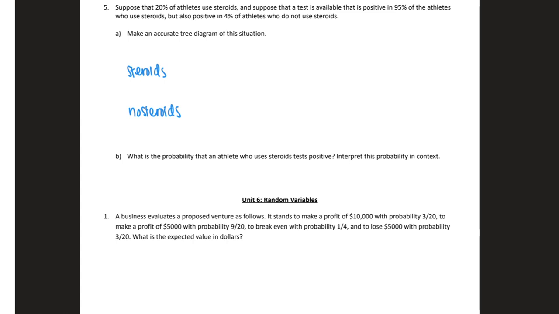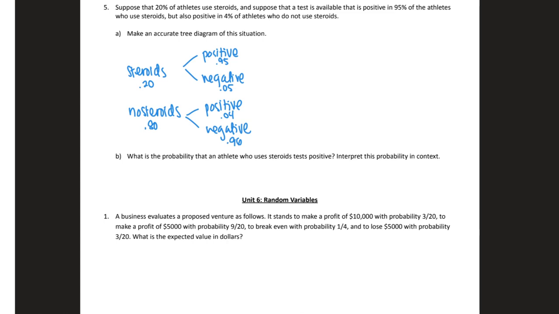And according to this, it says that 20% of athletes use steroids. So that's going to be 0.20. That would mean that 80% do not use steroids. Then we say that there's a test available. Well, in that test, you're either going to test positive or negative. Okay, and it tells us that the test is positive in 95% of athletes who use steroids. So that's going to be 0.95 here, which means that it shows up negative in 5% of steroid users. And then for non-steroid users, it shows up positive 4%, so 0.04, which means it's negative in 96% of non-steroid users.